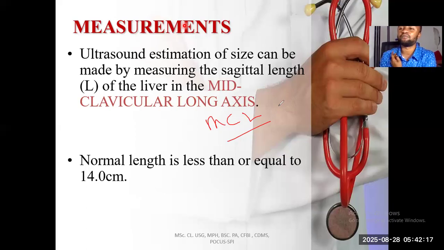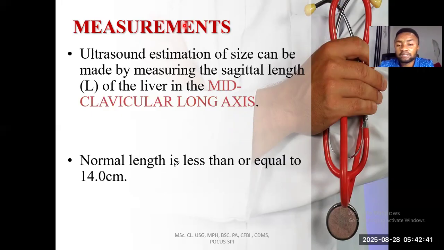That's a mid-clavicular line because that bone is called clavicle. So if you stand in the middle, it is mid-clavicle, mid-clavicular. So you draw a line straight. At the right side, that's where the liver is. So we want the right mid-clavicular line. That's where you actually take the measurement from.